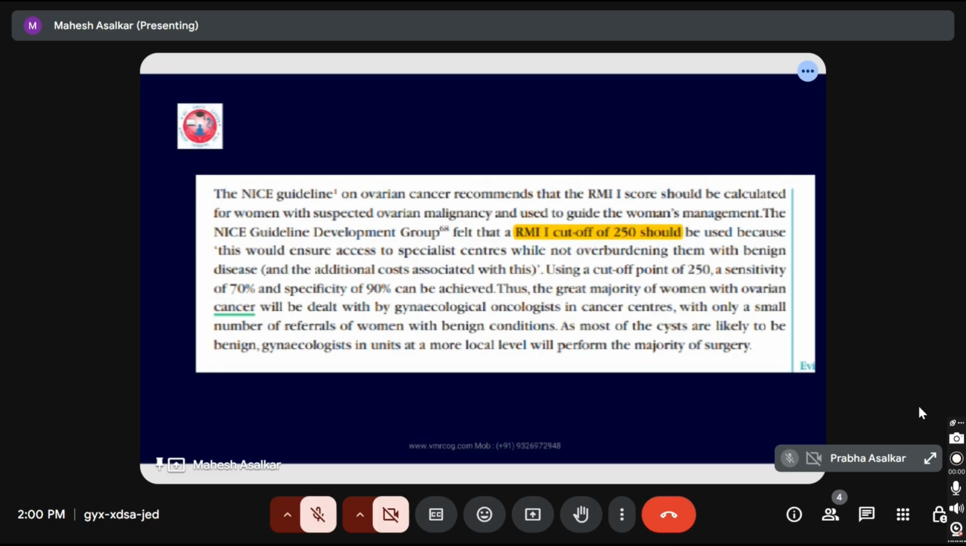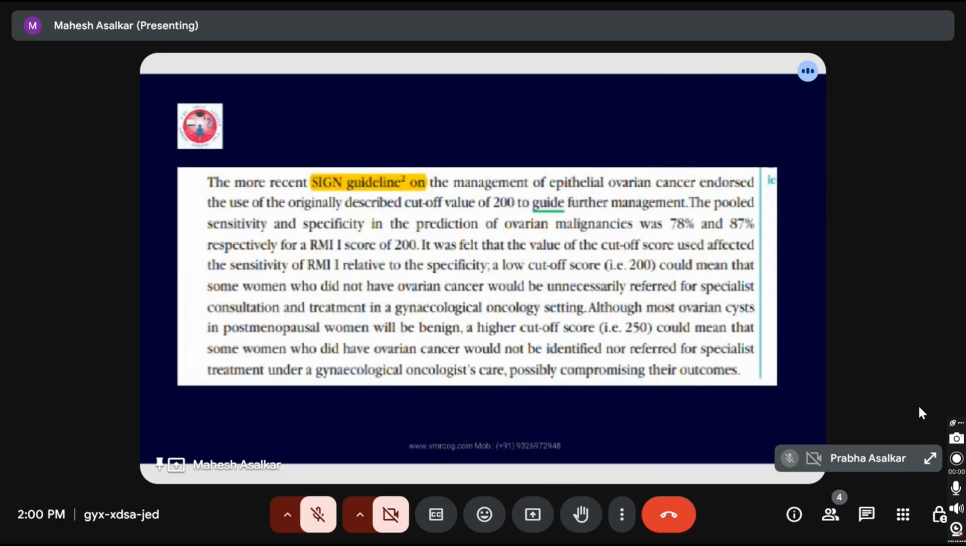Okay, so the NICE guideline development group says that the RMI 1 cutoff has this particular advantage, that the oncology team will not be overburdened. But on the next slide, if you see, there is a SIGN guideline. What do they say? They have advised the cutoff of 200, and the justification for using the cutoff of 200 is that those who have the cancer or those who do not have the cancer will be definitely treated at the local gynecologist level, and those who are likely to have the cancer will go to the oncology team.